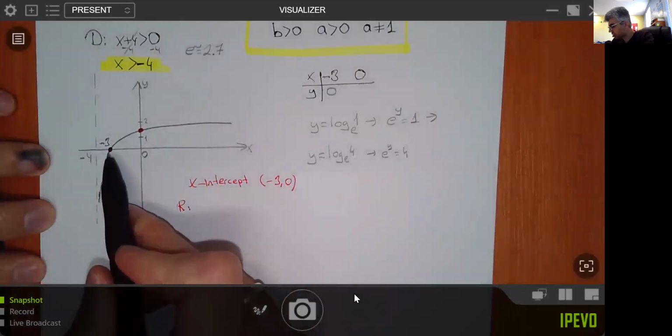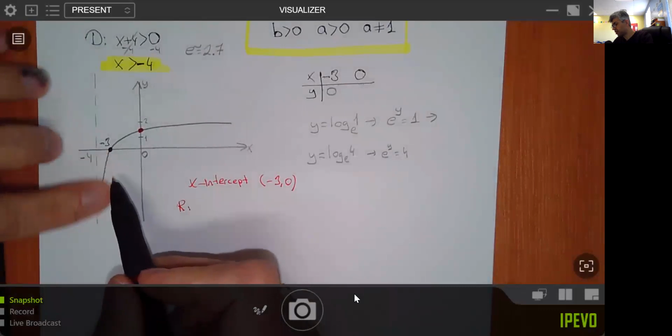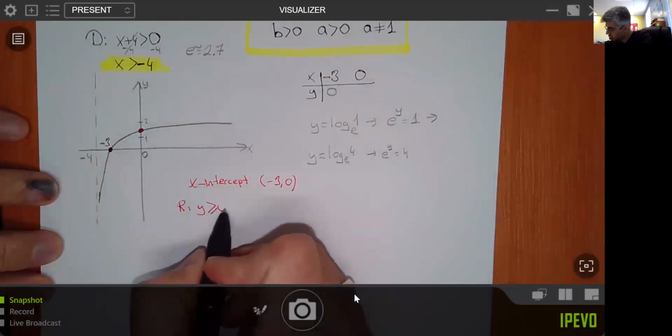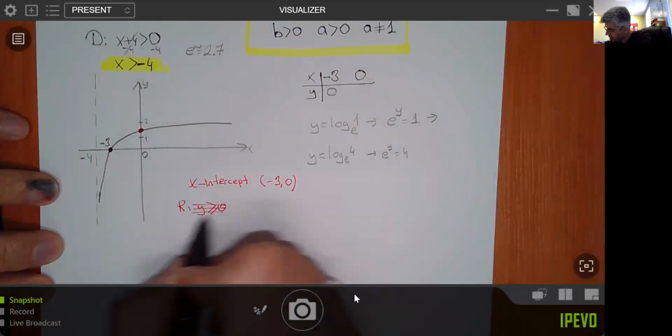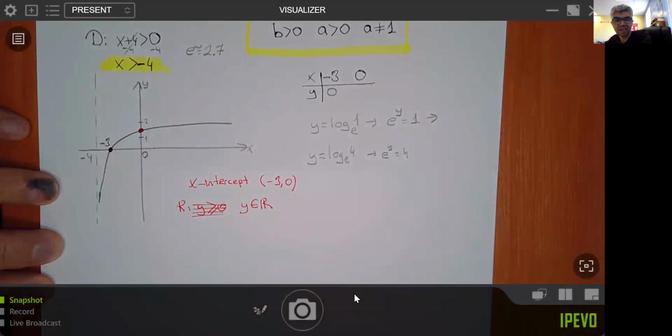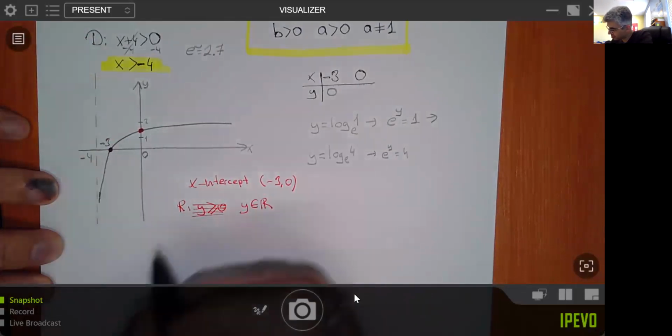And range, what about range? What is range, guys? We have negative y values, we have positive y values. Range is all real numbers, not greater than 0. Range, all real numbers.